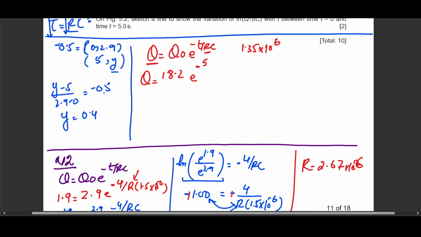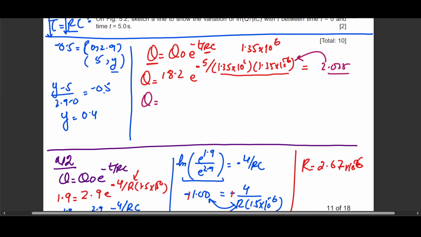So minus 5 divided by R, which is 1.35 into 10 raised to power 6, C, which is 1.35 into 10 raised to power minus 6. What I have done to make it simple is that I have multiplied these two numbers separately to avoid large numbers being added on the calculator. So this comes out as 2.025, right? Then you replace it over here, calculate this, and the Q comes out as 1.59.